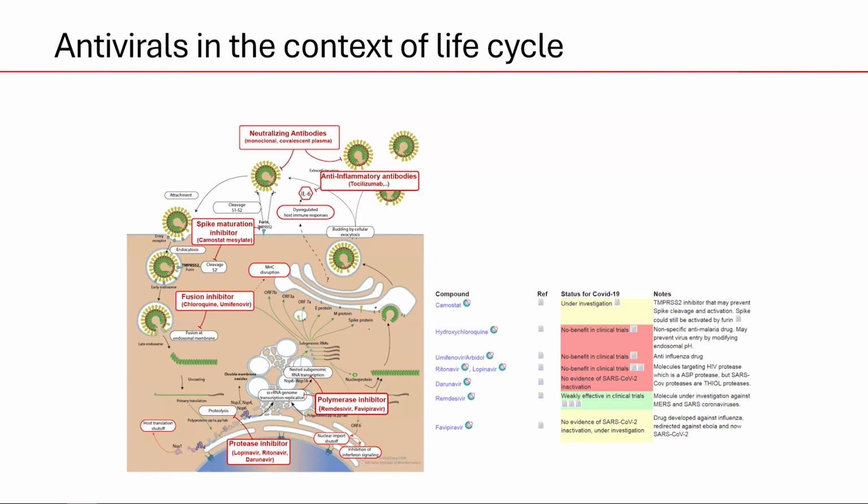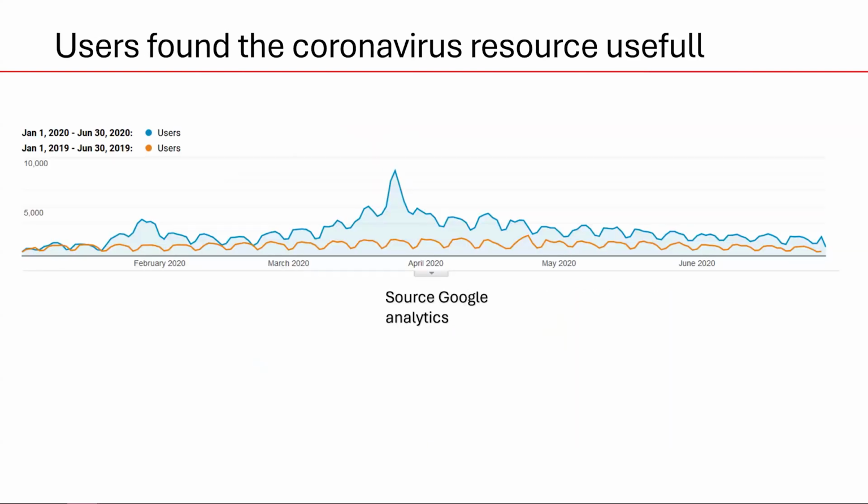And in this life cycle, we put when there are antiviral drugs and at which point they are acting on which one. So for SARS-CoV-2, it was a bit of a mess because a lot of going on and off. Does it work or not? So when we released, for example, the resource for coronavirus, there were a lot of people that used it. You see compared in orange the usual users, and in 2020 in blue you have much more. So people were really happy to access this kind of data.